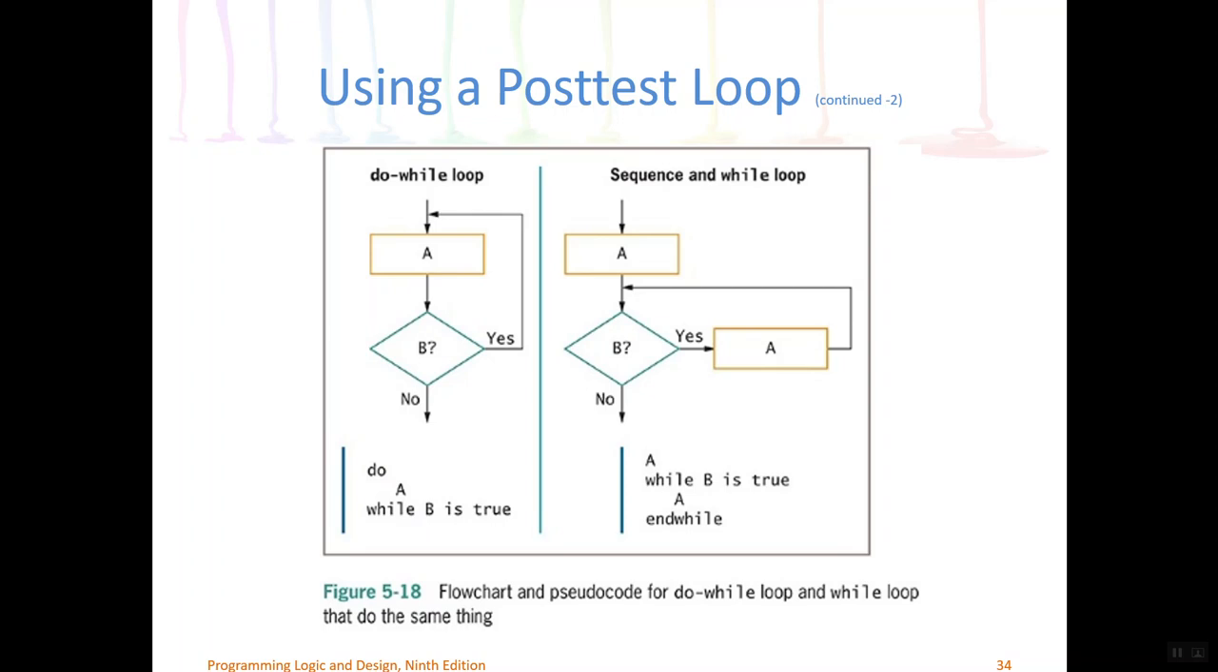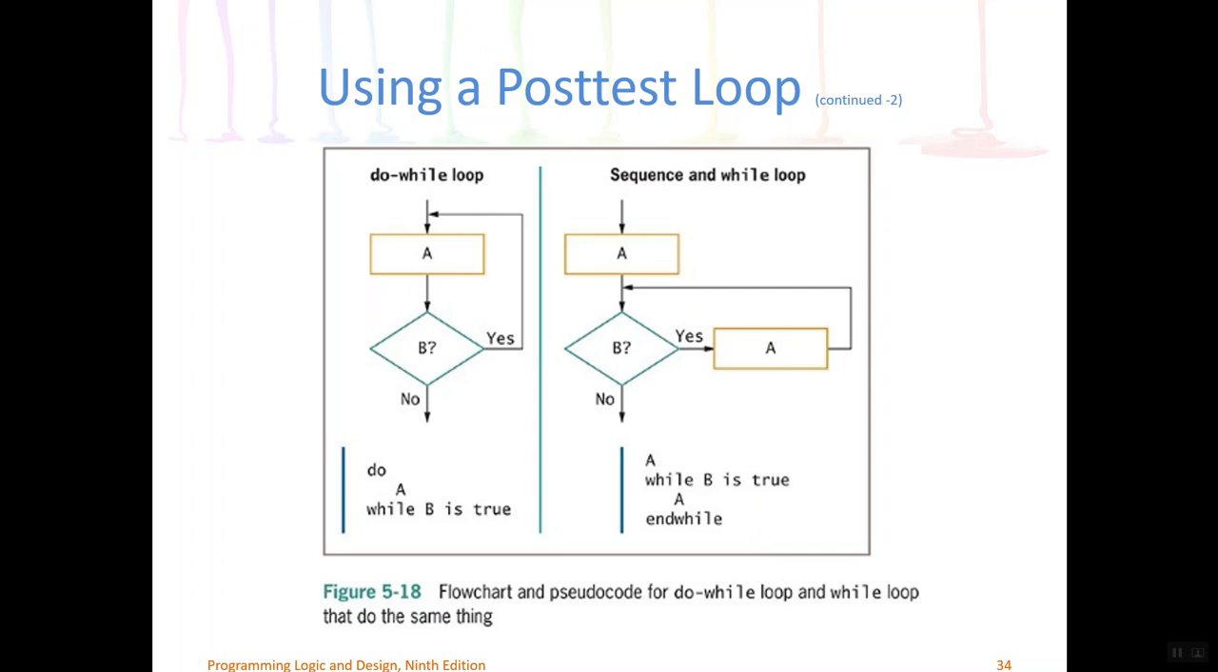If we didn't want to use a post-test loop, we could certainly write this in the traditional way using a pre-test loop. Over here on the right, you can see if we really needed to ensure that we did step A before we tested B, so we needed to make sure we did step A at least one time, we could use a pre-test loop and just make sure that we executed step A prior to the start of the loop. So we're going to do step A up here. Now we're going to use our traditional while loop, while B is true, do step A. And you can see the equivalent down here at the bottom.